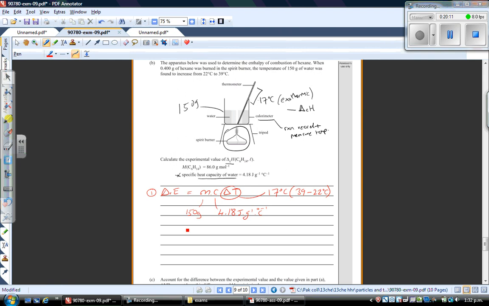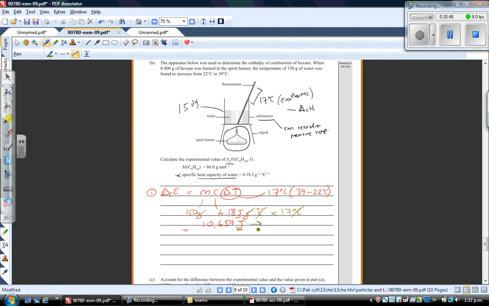So if we do this calculation, we can work out that the change in energy for the reaction is 10,659 joules. And if we just keep track of our units there for a second, the degrees Celsius will cancel with the degrees Celsius from the 17. The grams, or grams to the -1, will cancel with the grams in the 150, which leaves your joules here, which transfer over to your final answer for energy change for the reaction.